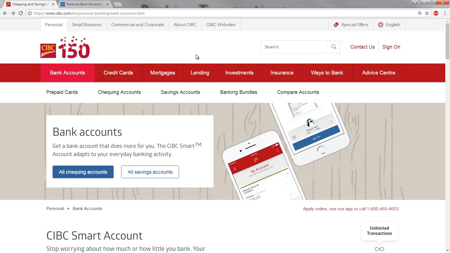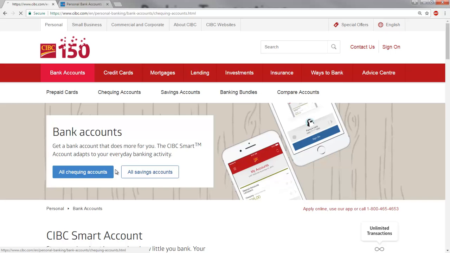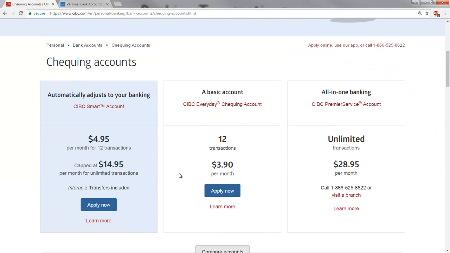So this is CIBC's, and I'm doing this in Ontario, Canada, so I'm going to use a couple of Canadian examples here. If we go into bank accounts and checking accounts, take a look at checking first. This CIBC Smart account, for $4.95 a month, you get 12 transactions, and 12 transactions really isn't a month. If you did, in a normal month, one every second day, that's still 15 or 16 transactions, so you're past the 12. It is capped, and then you're paying so much per transaction above that.